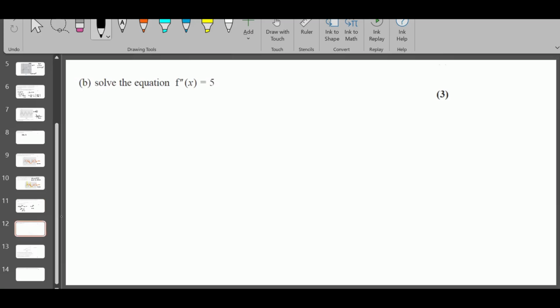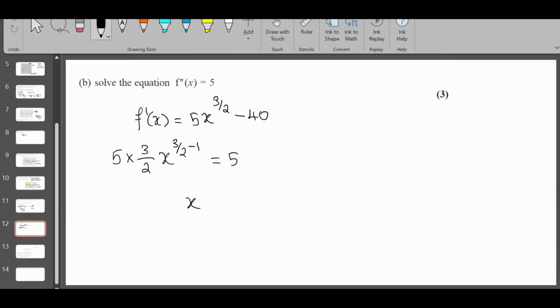Part B, solve the equation f double dash of x is equal to 5. We know f dash of x is equal to 5x power 3 over 2 minus 40. Now we differentiate it one more time. So it's 5 times 3 over 2 x power 3 over 2 minus 1, 40 becomes 0, is equal to 5. So x power 3 over 2 minus 1 is half. 5 can be cancelled. 3 over 2 goes to the other side. Square both sides, x is equal to 2 square over 3 square. That's now the 3-mark question.